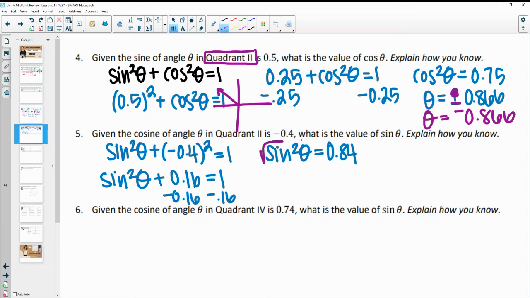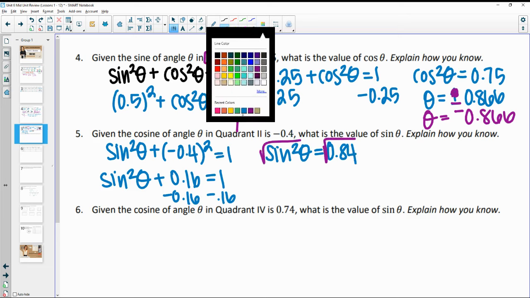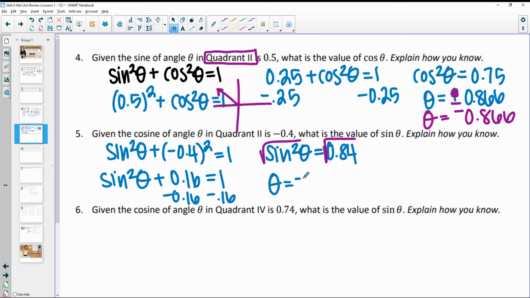Then we'll square root both sides. And again, we'll have two possible answers. We'll have a positive or a negative 0.9165. And we're in the second quadrant again. And in the second quadrant, right, the y is positive. So the x is negative. So the cosine is negative, but the sine is positive. So this is going to be a positive 0.9165 for this angle.